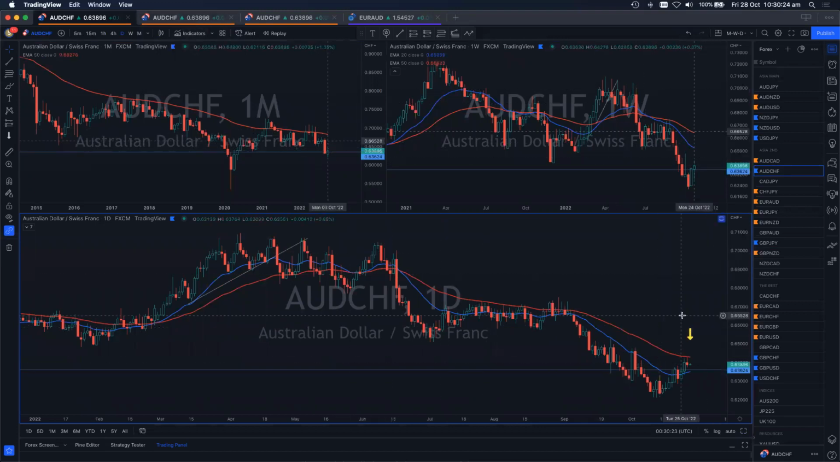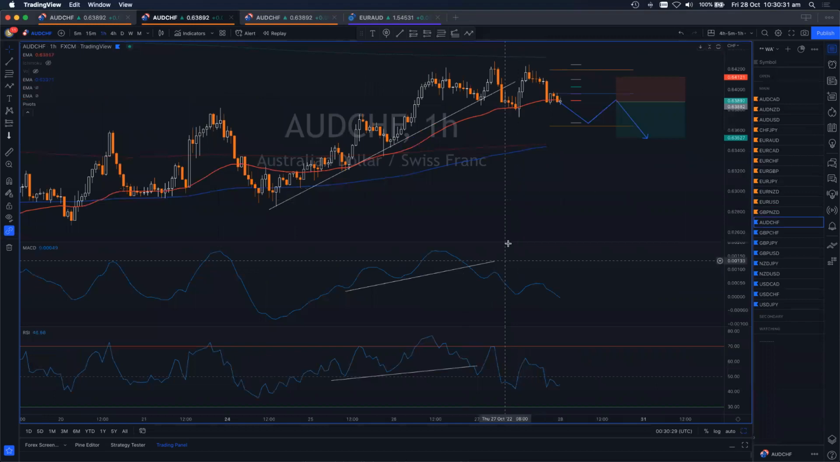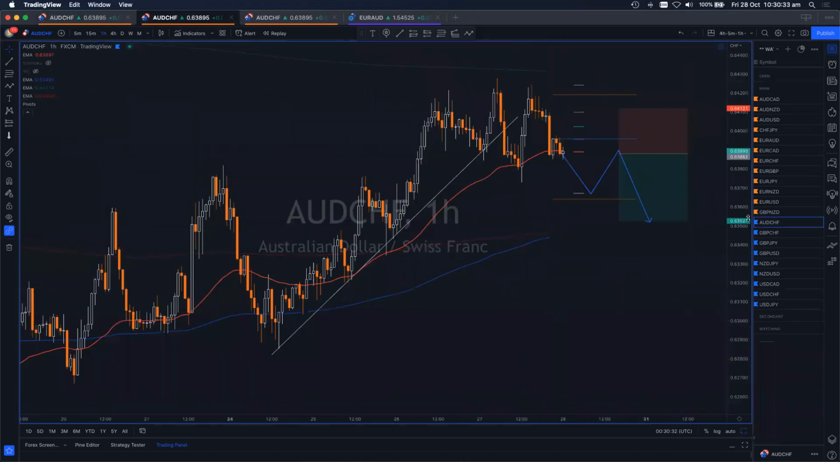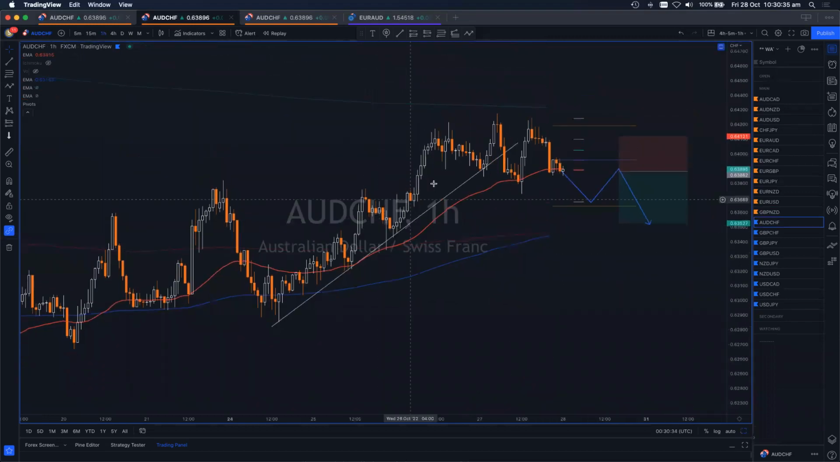Aussie Swiss, like other Aussie pairs, we're seeing rejection. This is clearly the daily 50 that's been rejected. And on the 1 hour chart, we can see the trend line being broken.